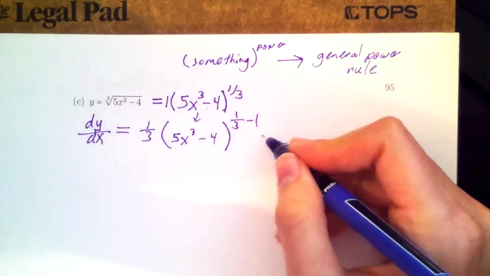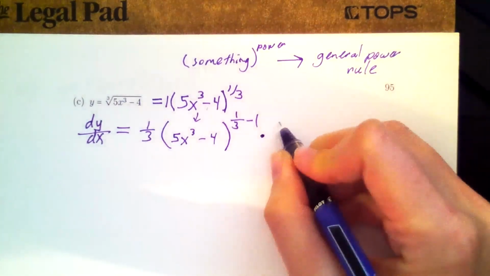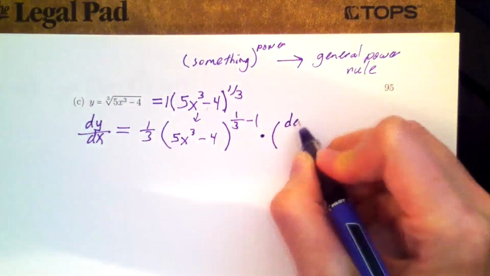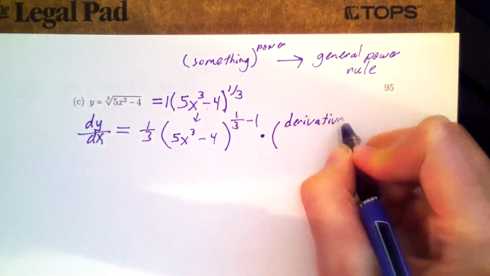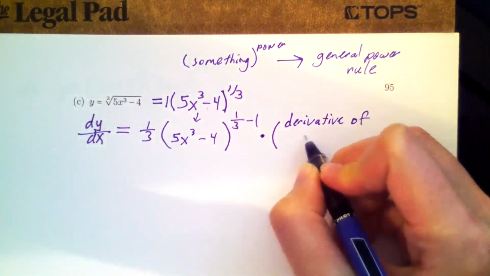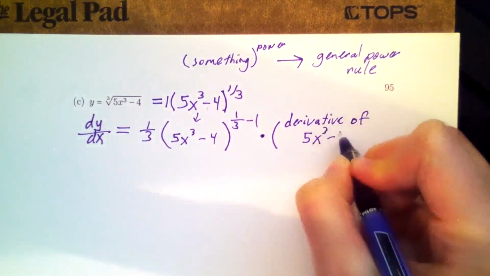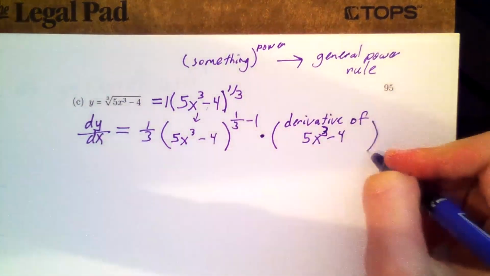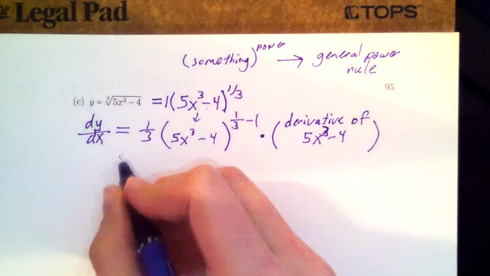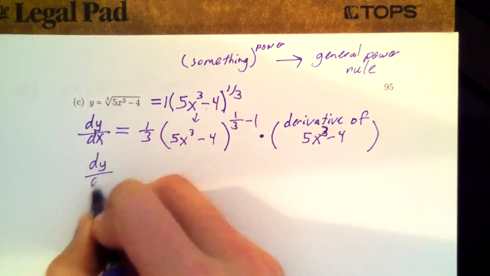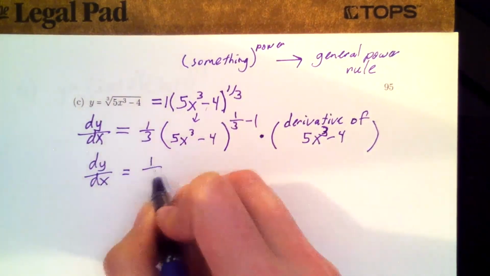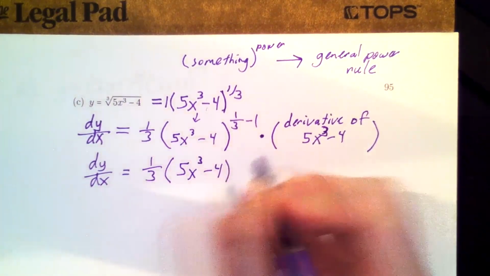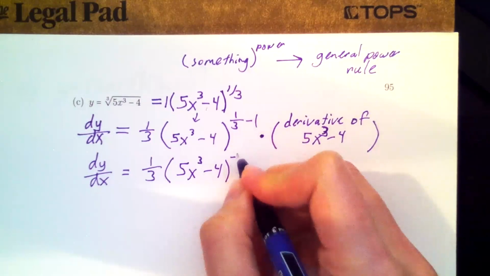The thing that we have to make sure not to forget is we have to now multiply by the derivative of the inside function. Multiply by the derivative of 5x cubed minus 4. So when I say inside function, I mean the part that's in the parentheses. I have to multiply by the derivative of that. So let's keep simplifying things down a little bit. I have 1/3 times 5x cubed minus 4, to the 1/3 minus 1, which is negative 2/3.